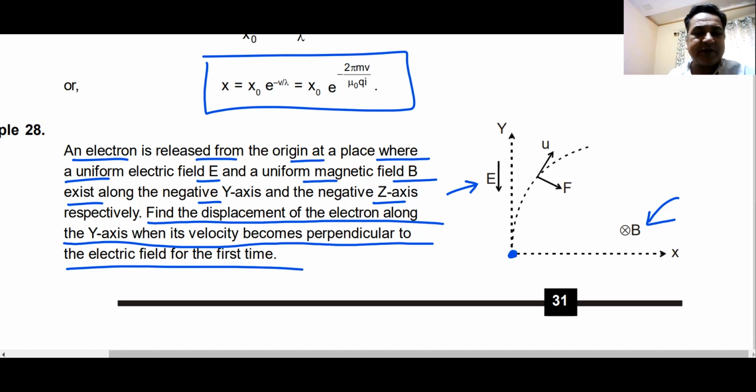What type of motion does this particle follow? E is perpendicular to B and initial velocity is 0. What type of motion does this particle follow? I told you about that motion, right? Yes, sir. Cycloid. That is the motion of a cycloid. How do you solve this question? I'll give you 2 minutes to think about it.